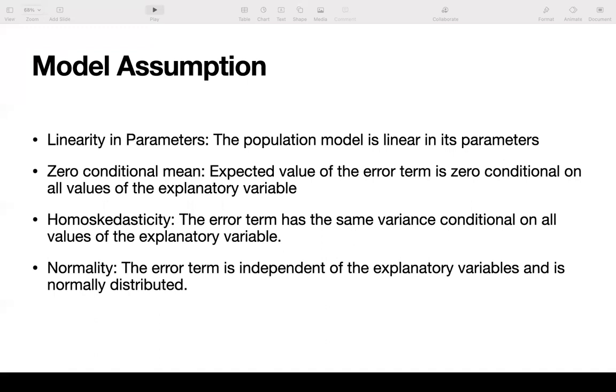And thirdly, we have homoscedasticity. So the error term has the same variance conditional on all values of the explanatory variable. And fourthly, we have normality, which means the error term is independent of the explanatory variables and is normally distributed.